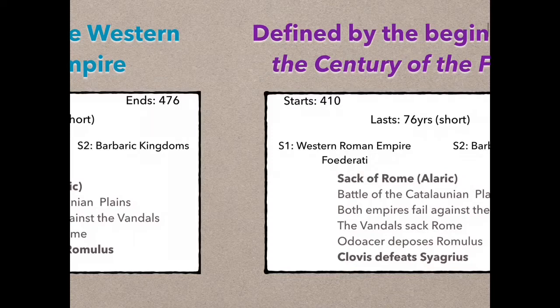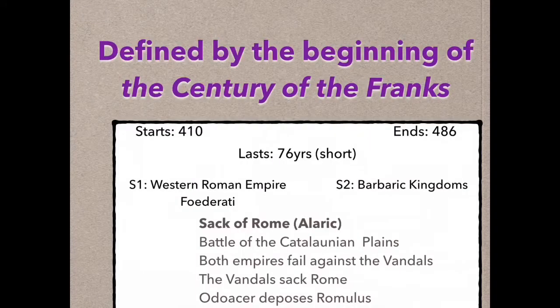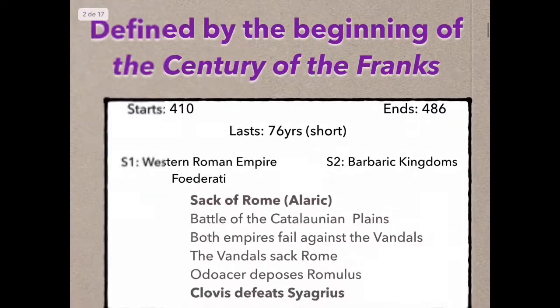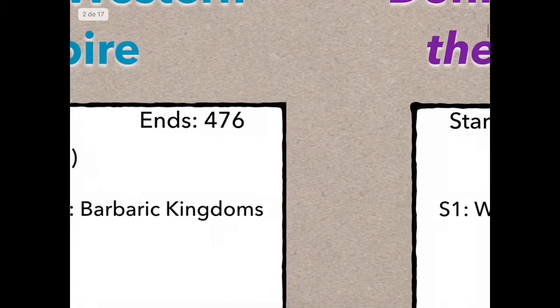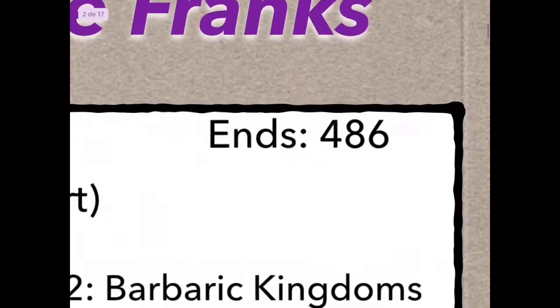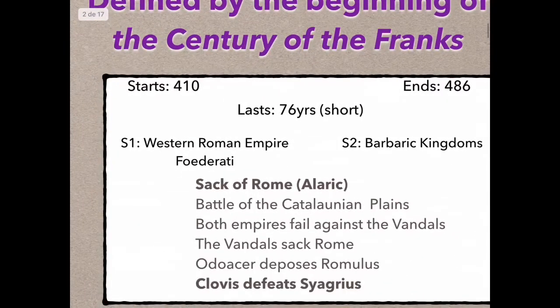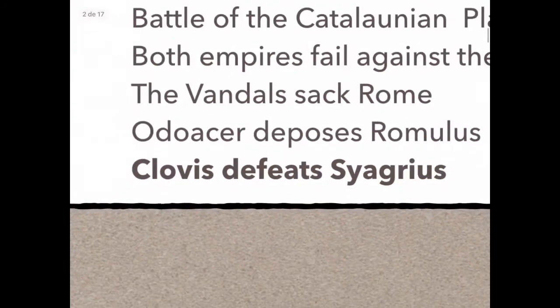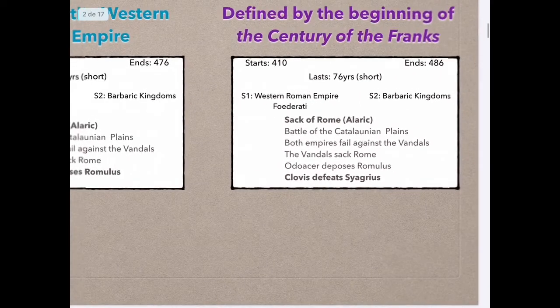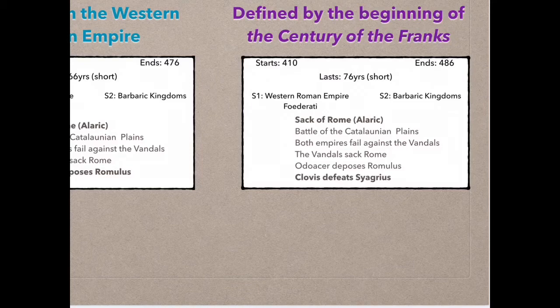Or you may tell me, no, I think that the century actually ends 10 years later. Instead of in 476, it is going to end in 486, so it is going to be 10 years longer, because the century is not going to end when Odoacer deposes Romulus, but rather when Clovis defeated Syagrius. But who is Clovis and who is Syagrius? Well, that is what we're going to see in this class.